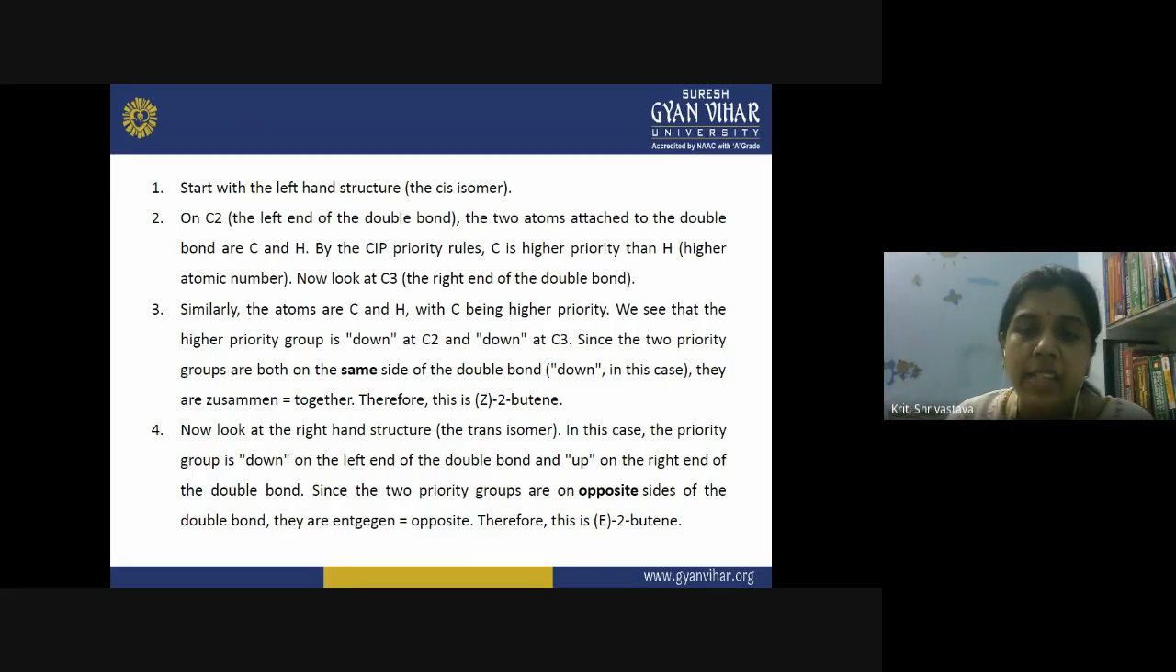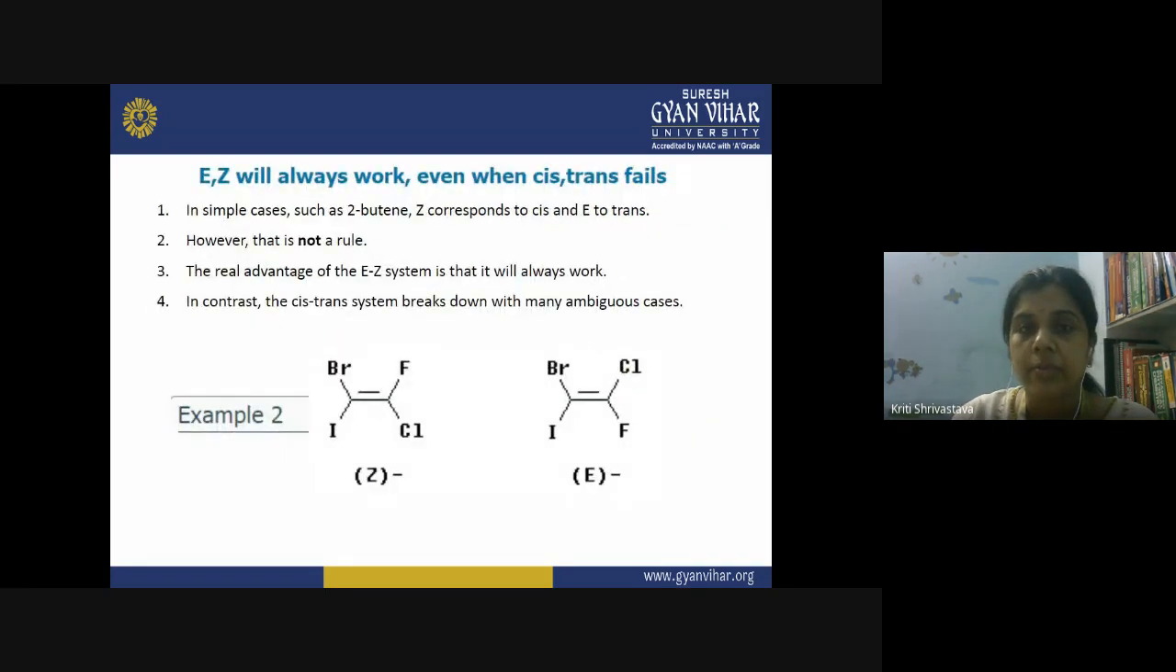So in this case, again you will assign the priority to the groups. The priority group is down on the left end of the double bond and up on the right end of the double bond. So they are on two different sides. The two priority groups are on the opposite sides of the double bond, so they are anti, opposite, and you call it E-2-butene. So this E and Z system always works, even when cis-trans fails.